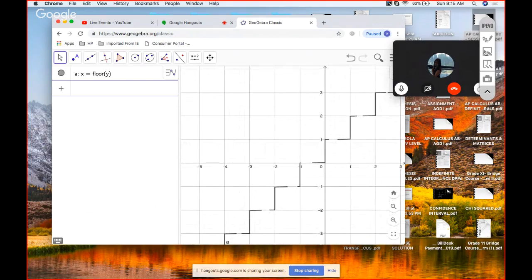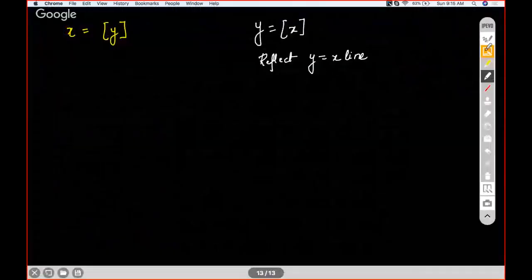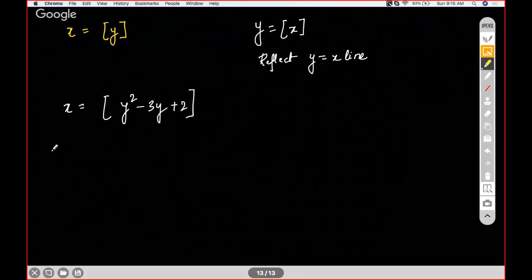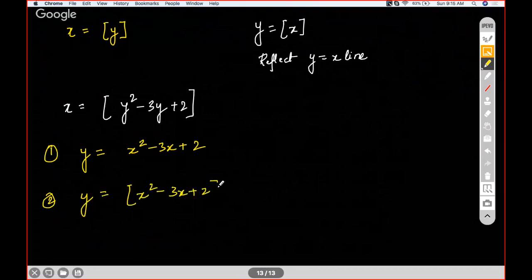Let's say if I want to draw x equal to GIF of y squared minus 3y plus 2. How will I do this? First, you would simply plot y equals x squared minus 3x plus 2. Then you would get the GIF of that, the GIF of x squared minus 3x plus 2. Then you reflect it about the y equals x line. Absolutely.